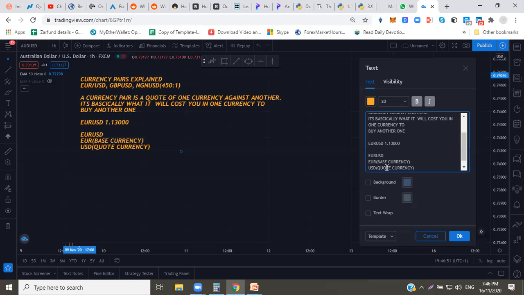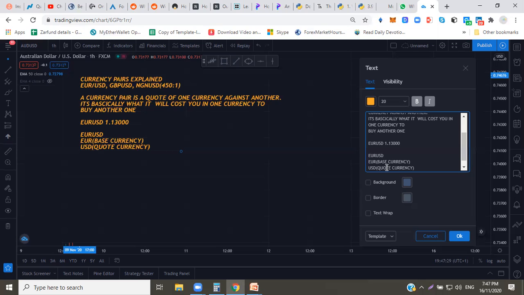Let me say that again. The base currency is the basis of the transaction, which means that if you are buying the Euro USD currency pair, you are actually buying the euro. And if you are selling the Euro USD currency pair, you're actually selling the euro. That's why it's the basis of the transaction, and that's why it's called the base currency. Then the quote currency is the value the pair is quoted with.